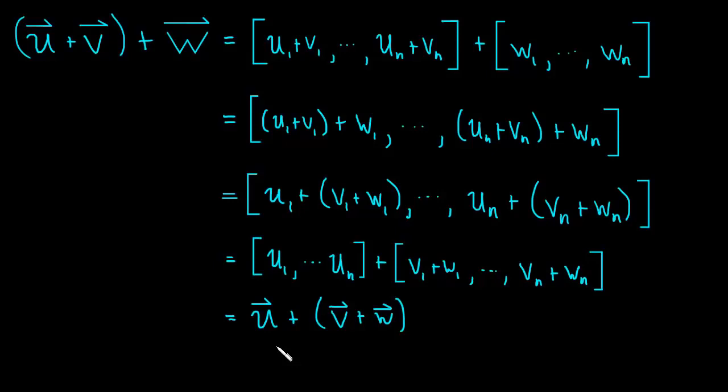So again, it's a really simple method. All we're doing is a really simple process. That's the word I was looking for. All we're doing is taking the vectors, breaking them down into their components, and since the components are real numbers, we can use the properties of real numbers on the component level, and then we're pulling things back out into vectors.